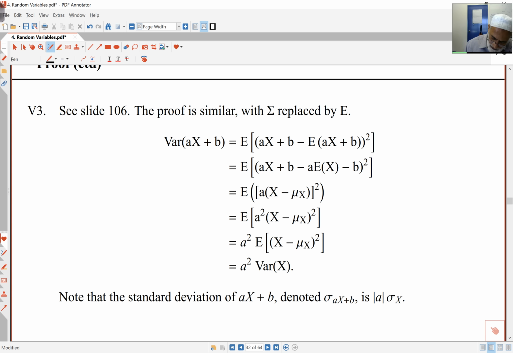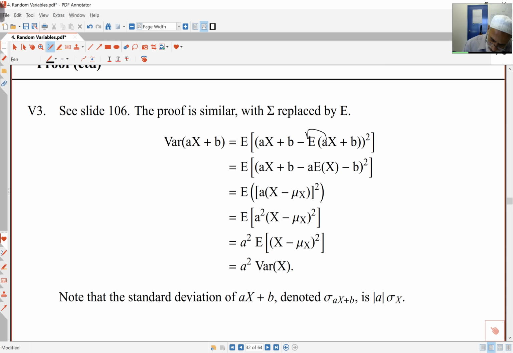And for this one, it just says the proof is similar. All I do is replace the sigma with the expectation value as I saw with sums. Which is simple, ax plus b minus the mean of ax plus b. So if I just spread this out, I get ax plus b minus a. This is a constant, comes outside. And this is a constant, also comes outside. And I'm squaring the whole lot.